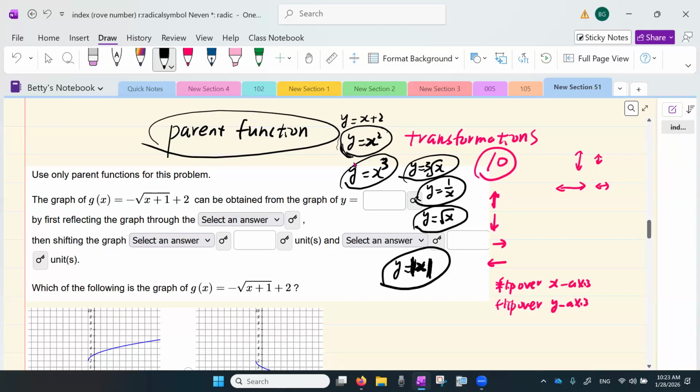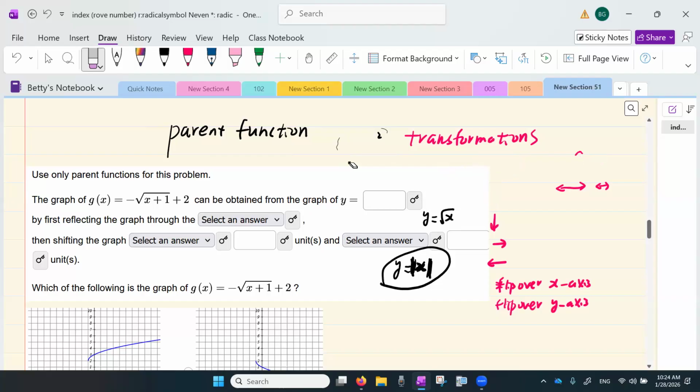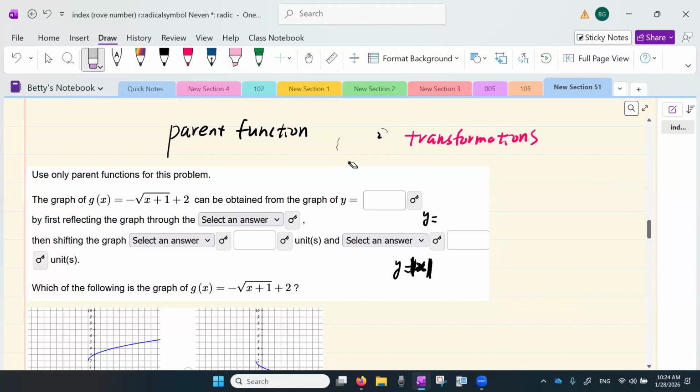Okay, for example, this problem. Let me erase those. When you rewatch the recording, I have the recording. I have the classes recorded right now. You can pause and then take notes.